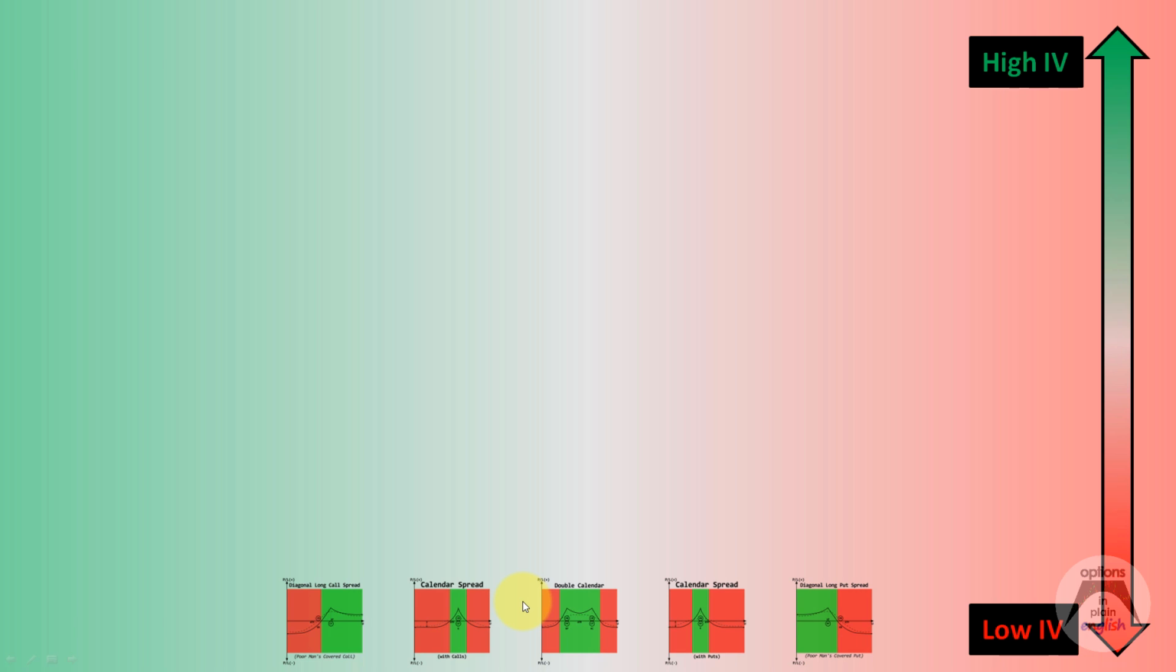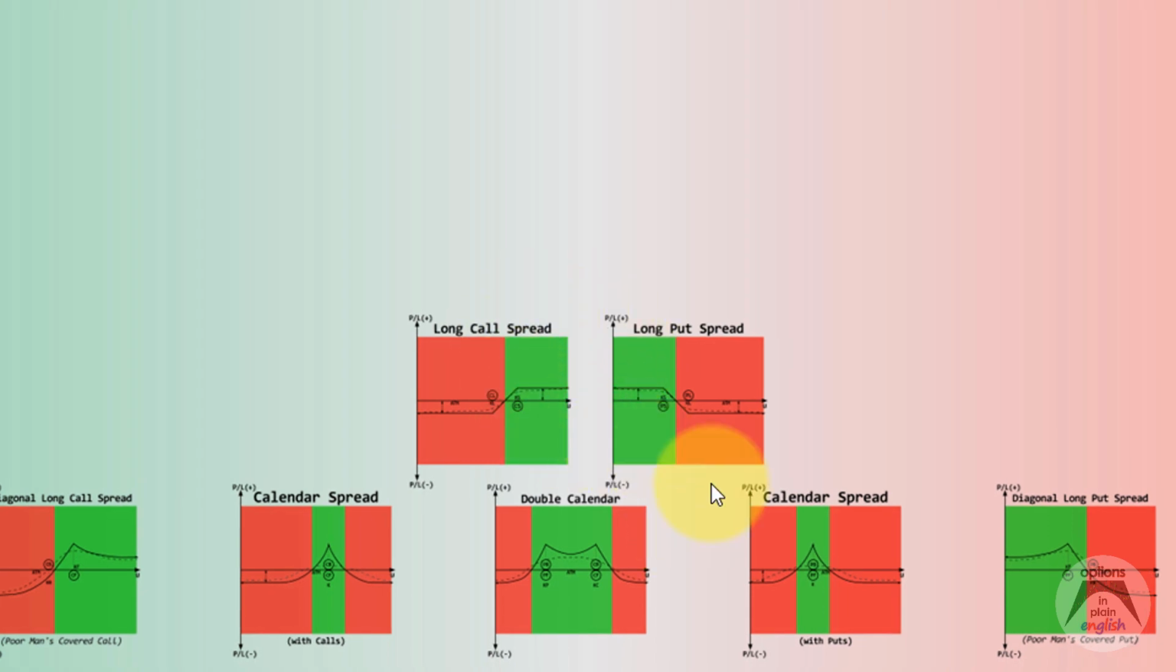Now, if we have a little bit higher implied volatility, we can start looking at different strategies. So for example, here we're going to look at debit spreads. If we want to be a little bit bullish, we would go with a long call spread, and if we want to be a little bit bearish, we will go with a long put spread.